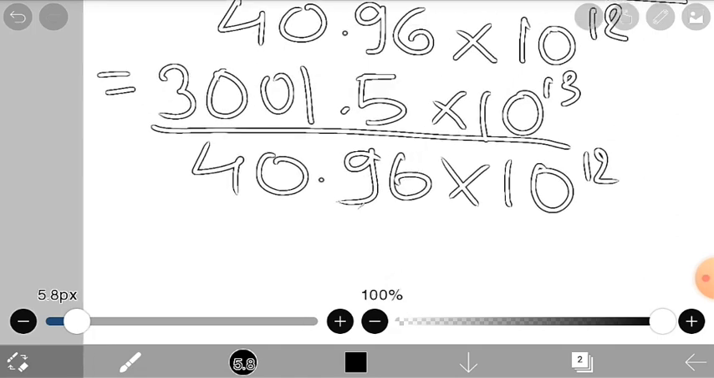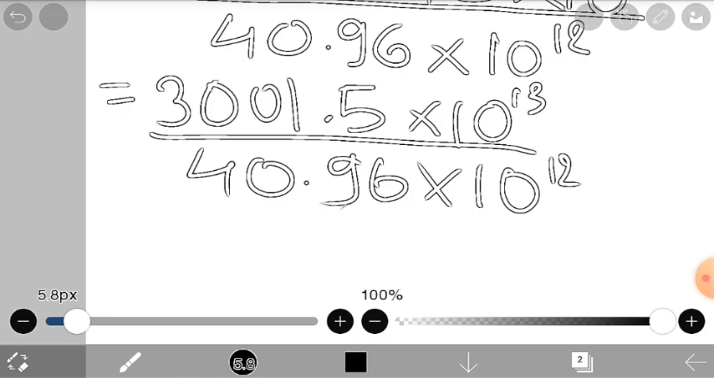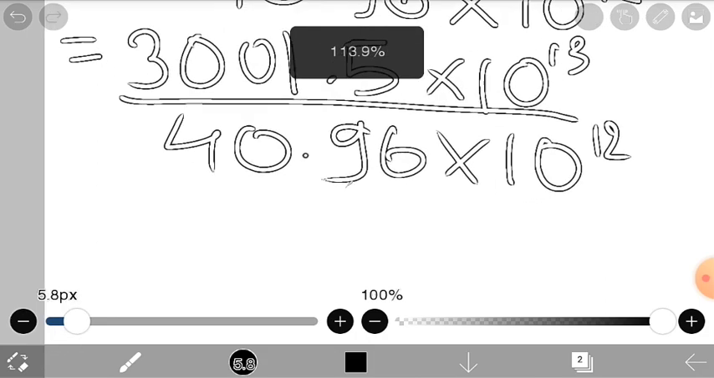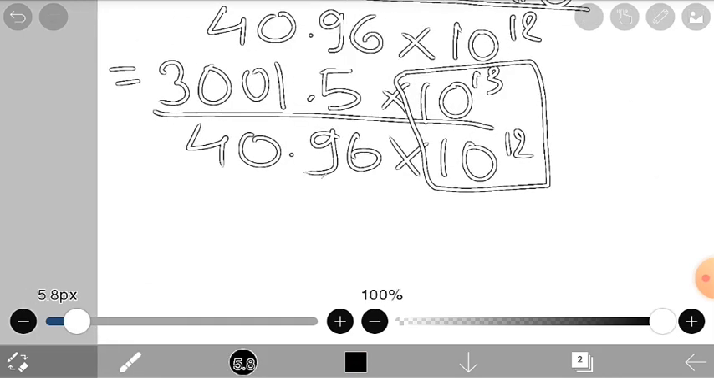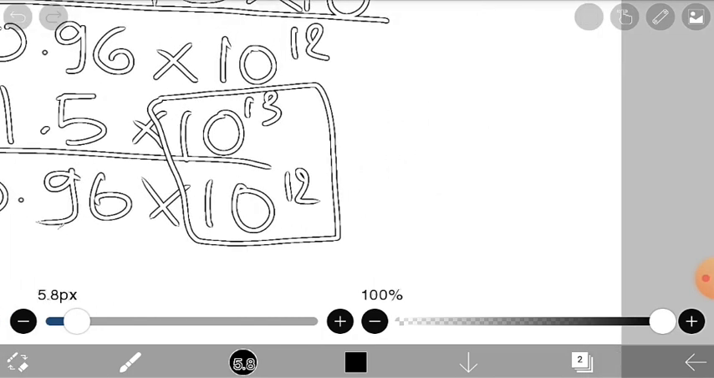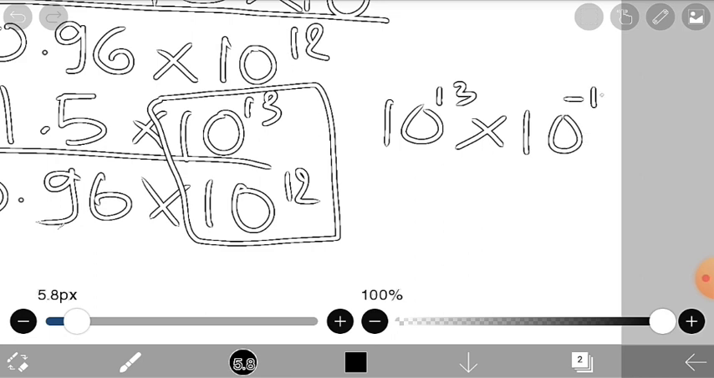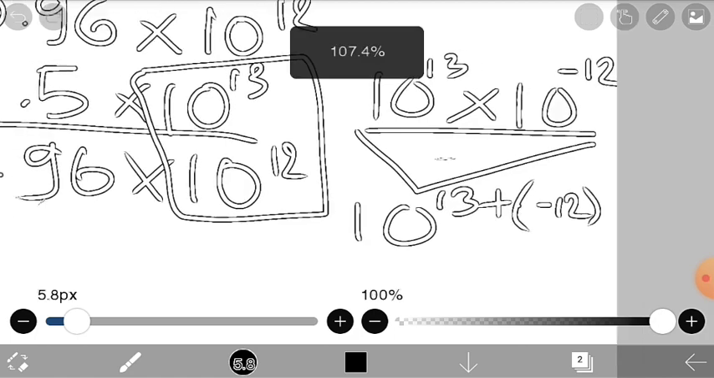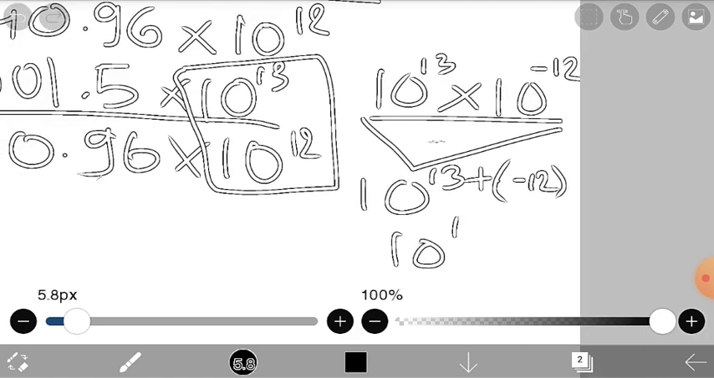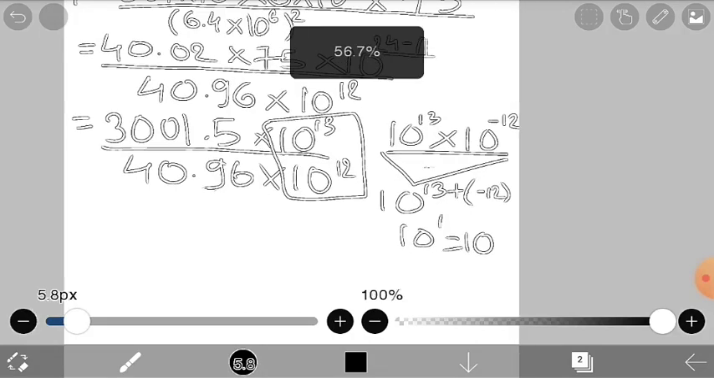And again further, when 3001.5 is divided by 40.96, we will get 732.7. Again further, when we solve this side, we will get 10 raised to 13 into 10 raised to minus 12. What will be the answer of this? Its answer will be 10 raised to 13 plus minus 12. It means 10 raised to 1.